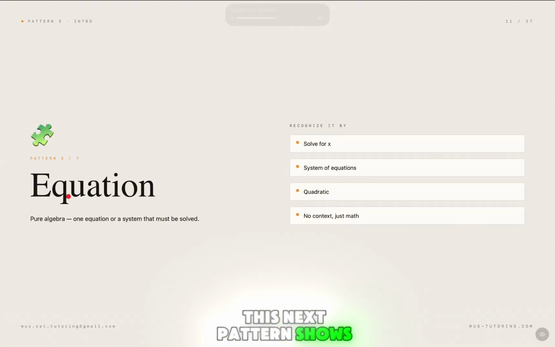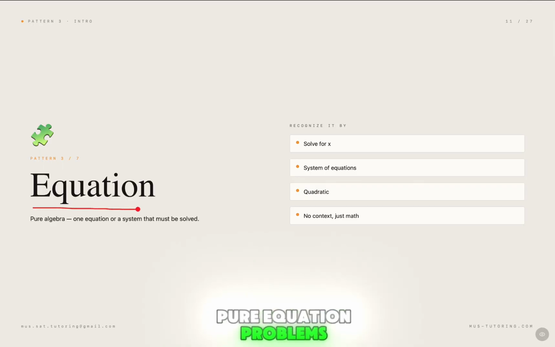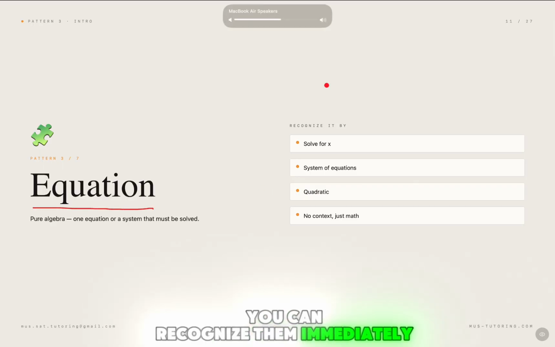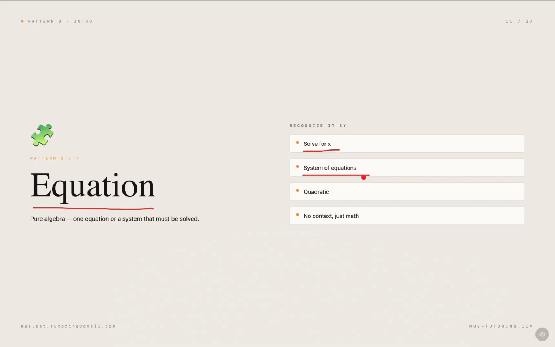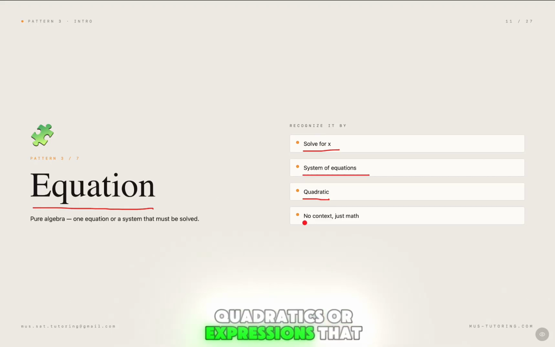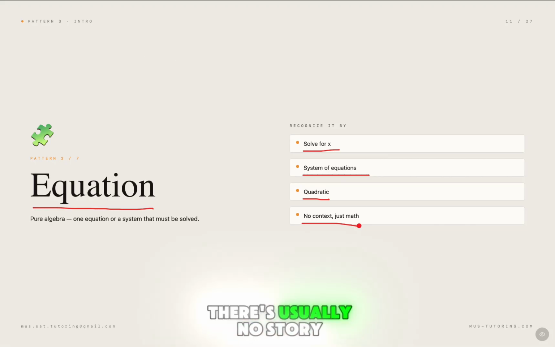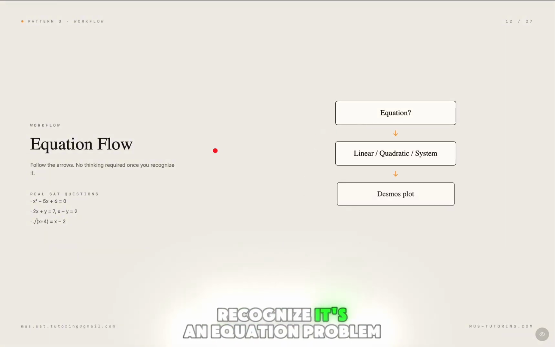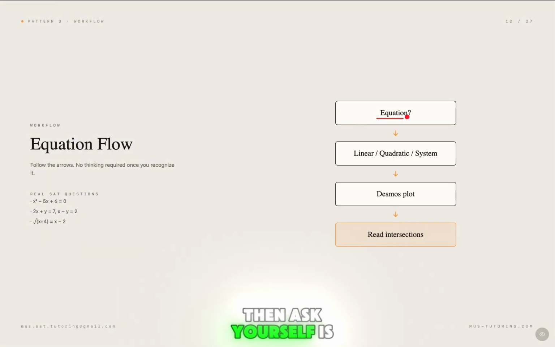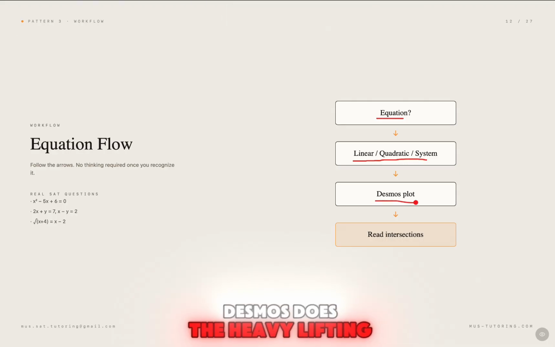This next pattern shows up everywhere on the SAT. Pure equation problems. You can recognize them immediately. Solve for x. Systems of equations. Quadratics. Or expressions that need to be rewritten. There's usually no story, just algebra. And here's my workflow. First, recognize it's an equation problem. Then ask yourself, is it linear, quadratic, or a system? Once you know that, Desmos does the heavy lifting.